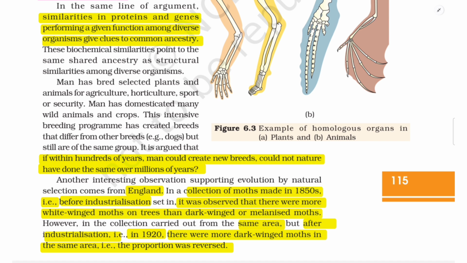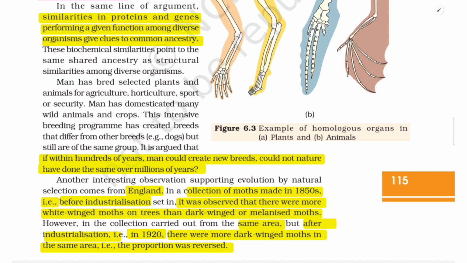Man has bred selected plants and animals for agriculture, horticulture, sport, or security. Man has domesticated many wild animals and crops. This intensive breeding program has created breeds that differ from other breeds, for example dogs, but still are of the same group. It is argued that if within hundreds of years man could create new breeds, could not nature have done the same over millions of years?